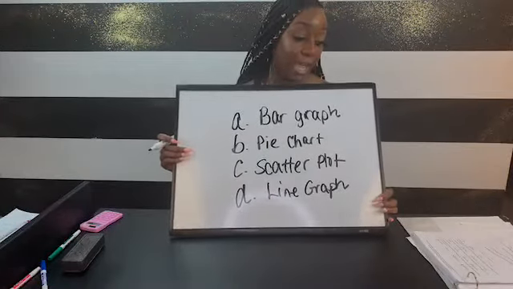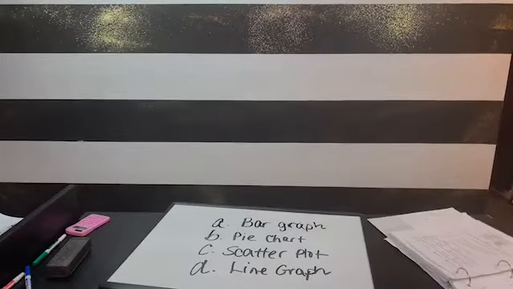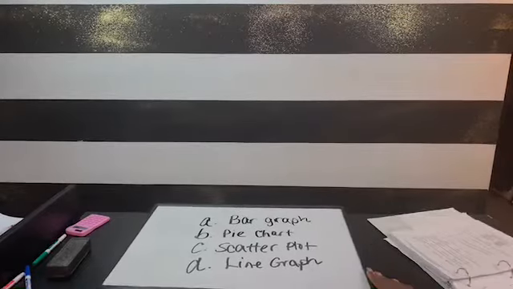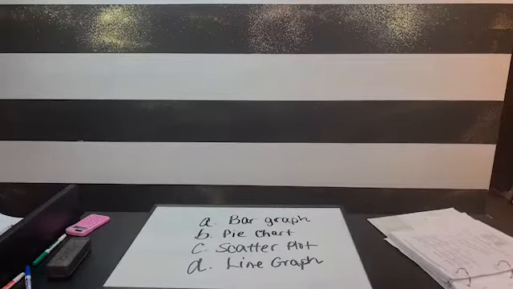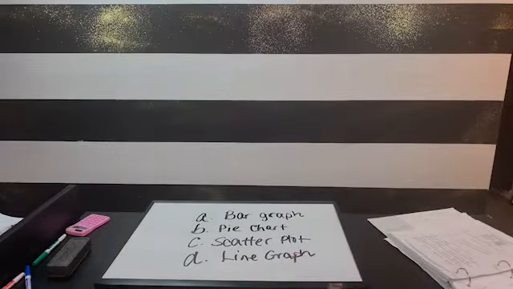But again, the question says, which type of graph would best illustrate a child's growth in height from age 5 to age 15? So would it be a bar graph? Would it be a pie chart? Would it be a scatter plot? Or would it be a line graph? Which graph would best illustrate this scenario?